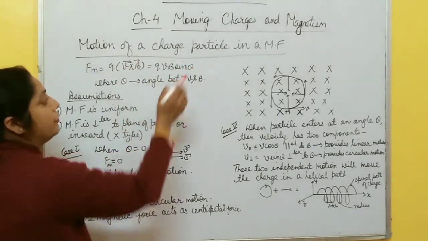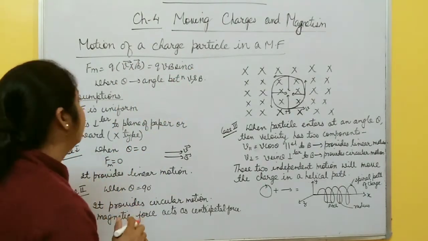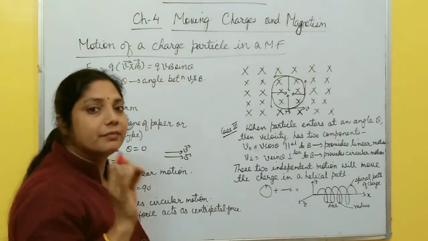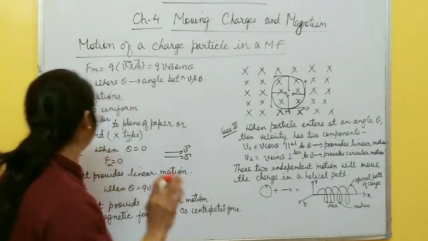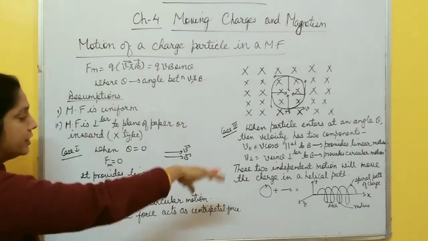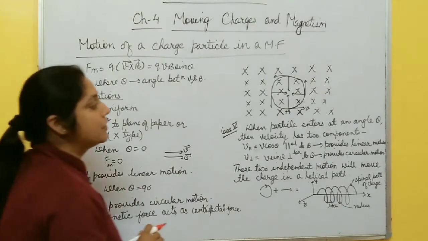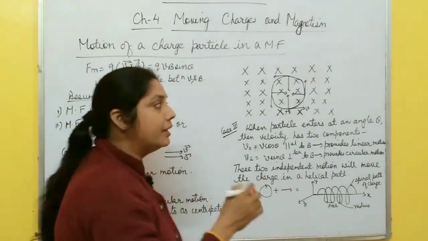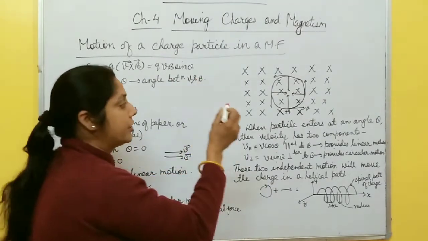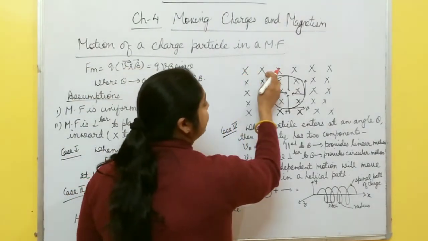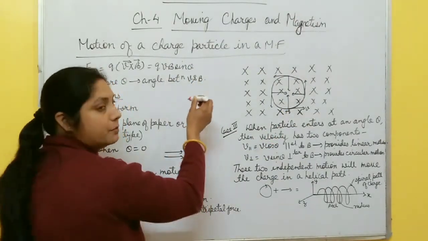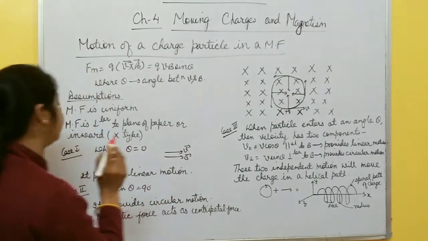To find the motion of a charged particle in a magnetic field, there are some assumptions. First, the magnetic field is uniform. It means the magnetic field is constant, right? Second, the magnetic field is perpendicular to the plane of paper or plane of this board, inward type. Here I assume that the direction of the magnetic field is perpendicular to this board and in the inward direction. So an inward magnetic field is denoted by this cross. Cross means the field is perpendicular to this board and in the inward direction, right?